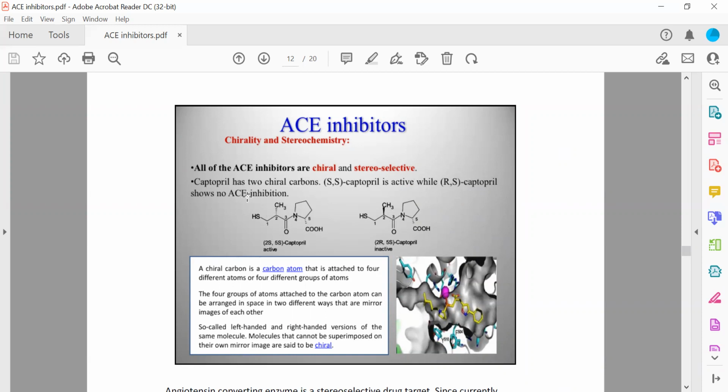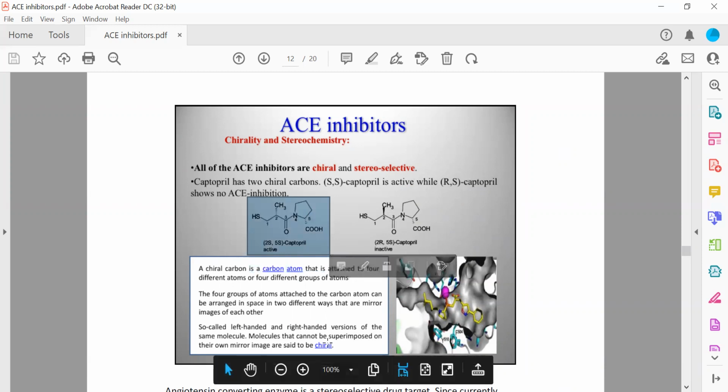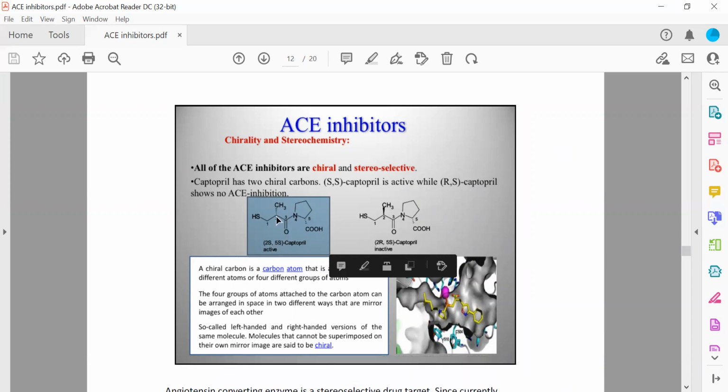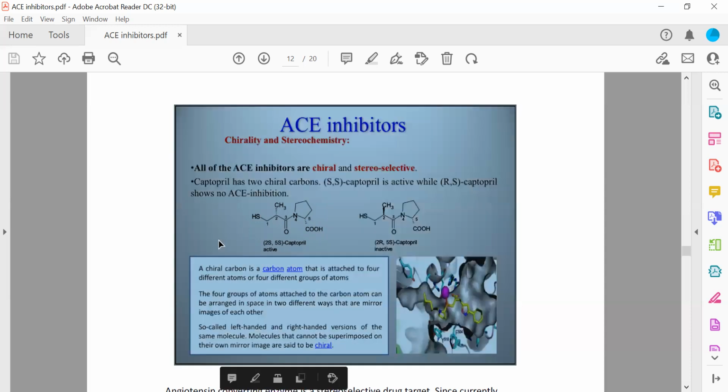And this is actually true for all of the ACE inhibitors, where each and every ACE inhibitor needs to be in the SS stereochemical form. The S form is at the 2 position, where we have the methyl group, and then the cyclic structure that has the tertiary amine at that carboxylic acid also needs to be in the S stereochemical form.